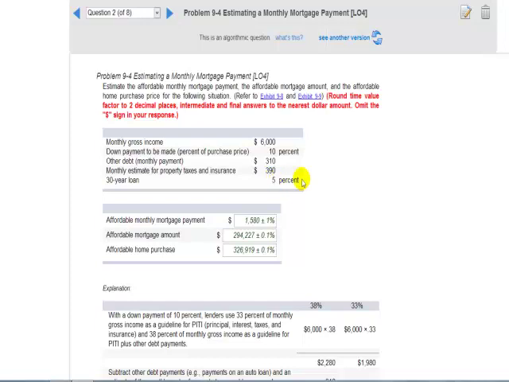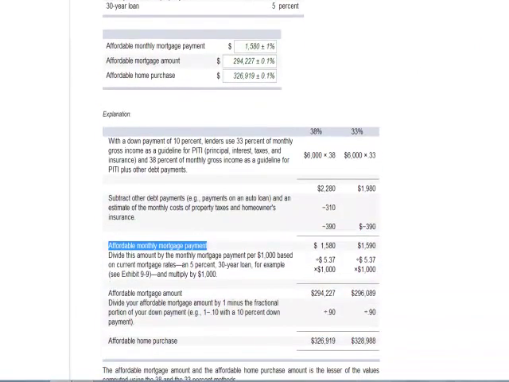So first thing we're going to do is come up with the affordable monthly mortgage payment that they can afford. So here's what we do there. We say with a down payment of 10%, lenders use two percentages. They use 33% of monthly gross income as a guideline for principal, interest, taxes, and insurance, and they also use 38% of monthly gross income as a guideline for just principal, interest, and taxes, plus all other debt payments.